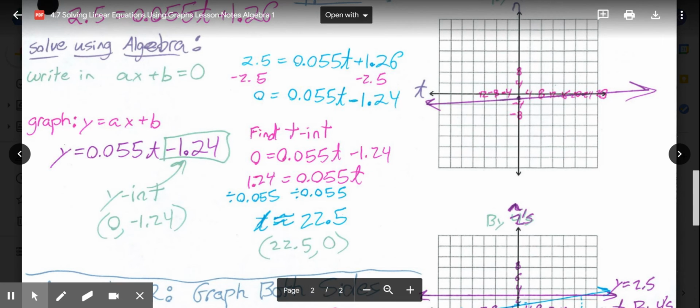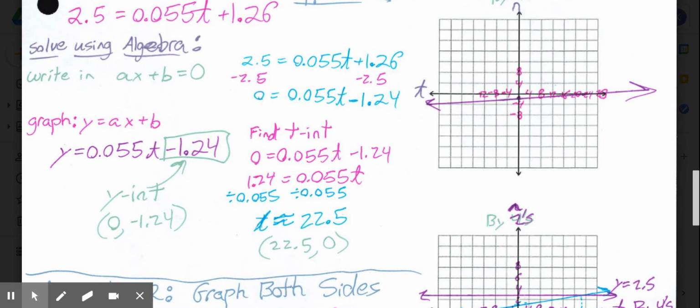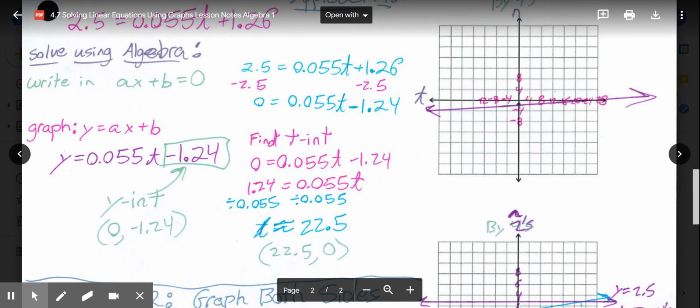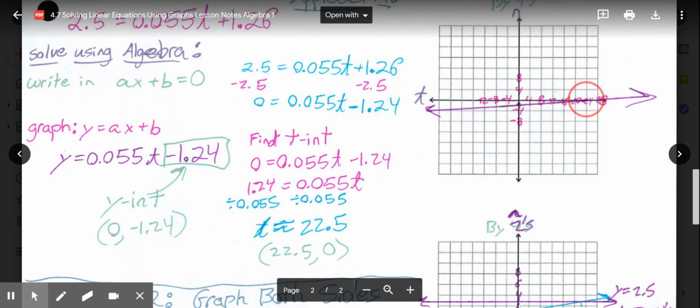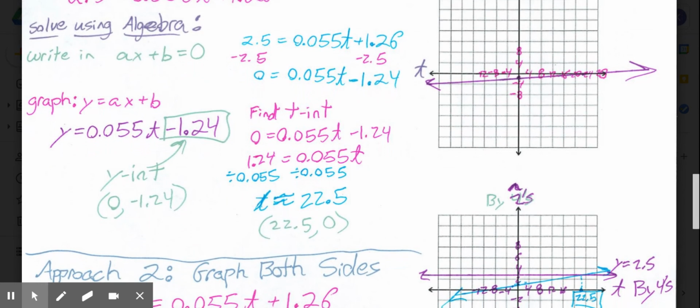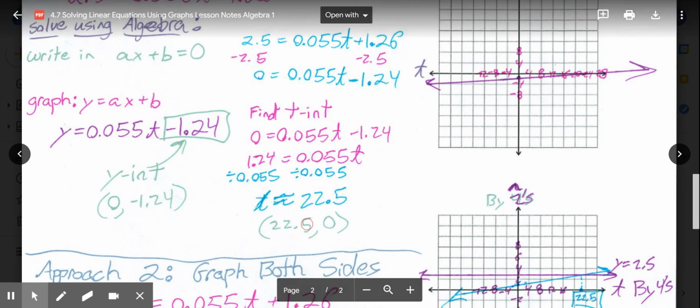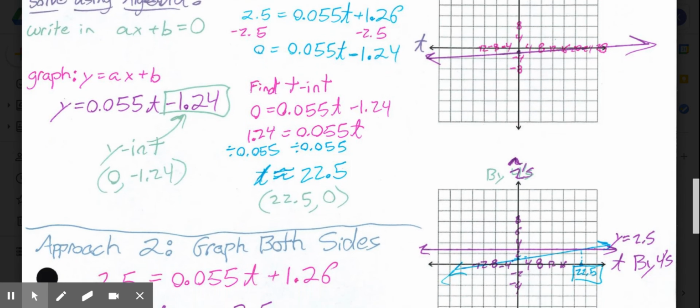So if I just graph that, I know I'm going to use a shortcut. I'm just going to use my x and y intercept. I knew my x-intercept from solving for t was at 22.5 and 0. So there's my point, 22.5 and 0. The y-intercept, 0, negative 1.24. So over 0 down 1.24, connect them to draw the graph. So either way, that tells me t should be about 22.5 years later.